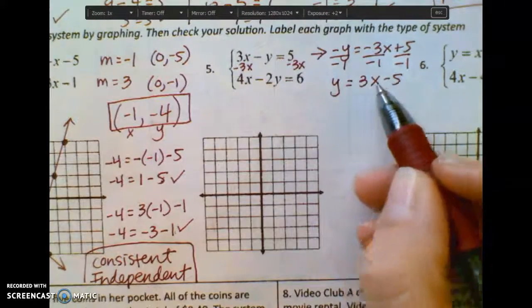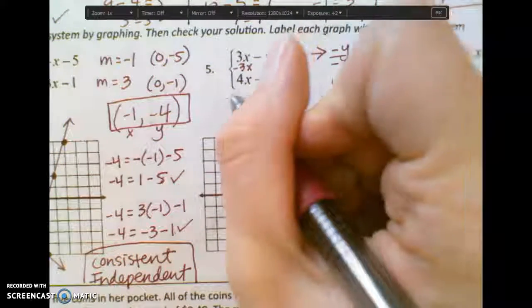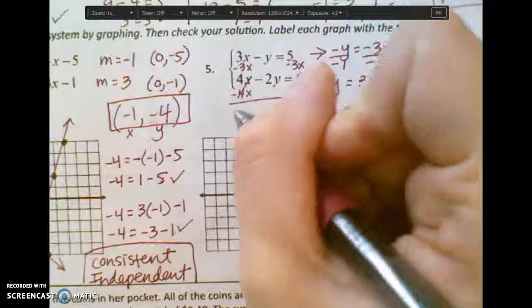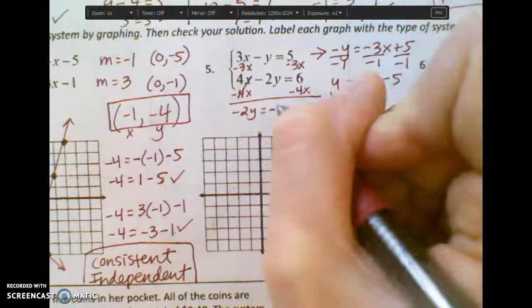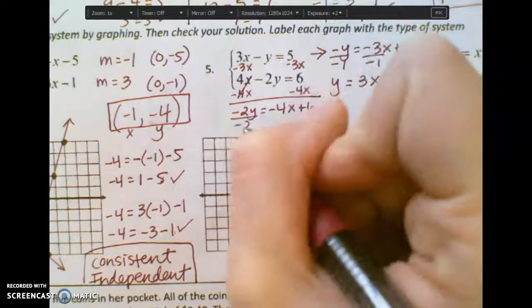There's my first one. Then for the second one, to get it into slope-intercept form, I'm going to start by subtracting the 4x. So that gives me negative 2y equals negative 4x plus 6. Now I divide by negative 2.